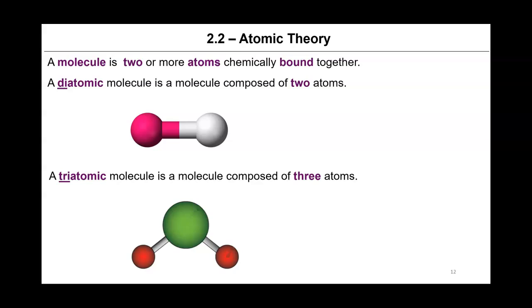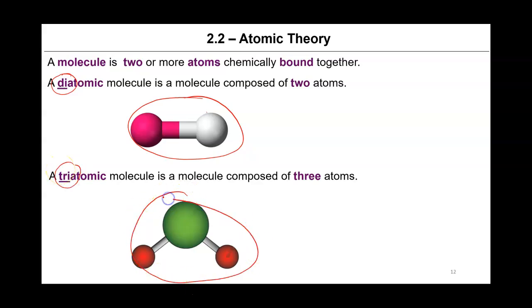So atoms will chemically bind to other atoms to form what we call molecules, and molecules are often classified according to the number of atoms in a molecule. For example, a diatomic molecule is made of 2 atoms, or a triatomic molecule is made of 3 atoms.